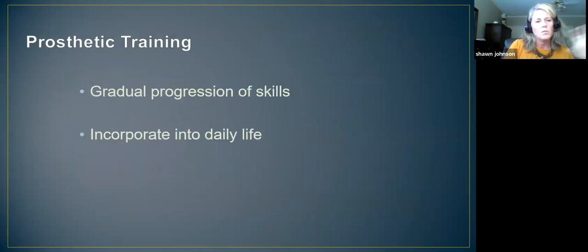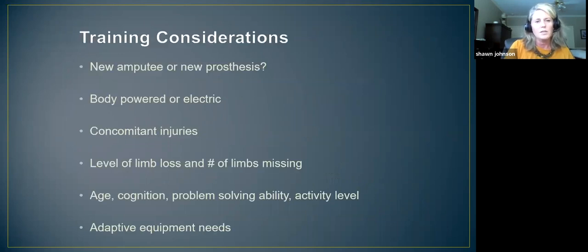Okay, so with prosthetic training, it's a gradual progression of skills, and you're trying as best you can to have them incorporate that prosthesis into their daily life. So some of the things we take into account: is it a new amputee or is it a new prosthesis? Is it body powered or is it electric? Are there any other injuries we need to take into consideration? Any other missing limbs? The level of limb loss, their age, cognition, problem solving ability, activity level, and do they have any adaptive equipment needs prior or even after, now that they've received their prosthesis?